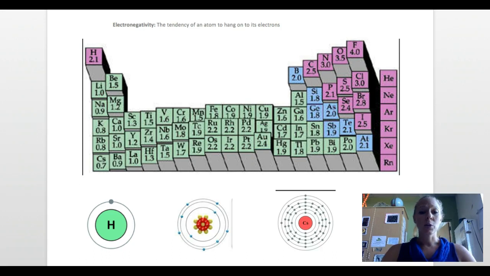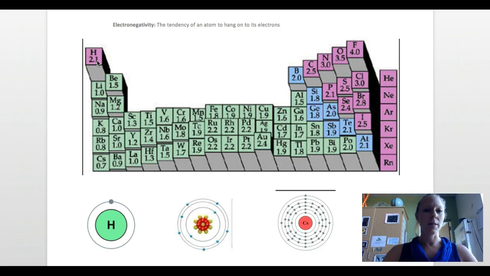When we are determining electronegativity, we have to understand that electronegativity is the tendency of an atom to hang on to its electrons, specifically its valence electrons. Remember that the valence electrons are the electrons in the outermost shell. And electronegativity is going to increase as we go this way towards fluorine on the periodic table, and then also, this is a little counterintuitive, as we move upwards.